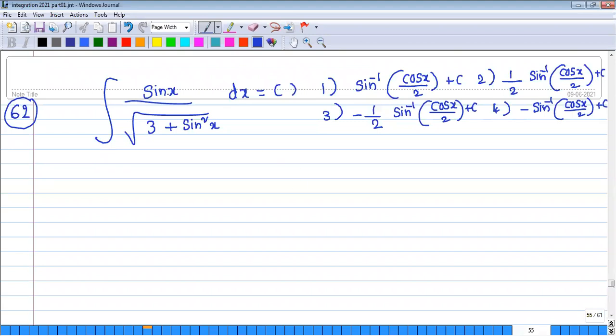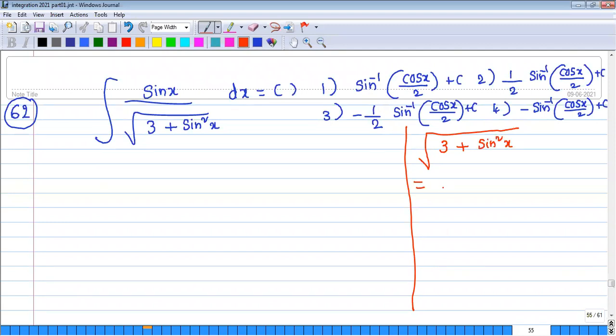Because the numerator sin x is the derivative of cos x, obviously the answer will be in terms of cos only. That means we need to change the sin square x in terms of cos. This root over 3 plus sin square x.